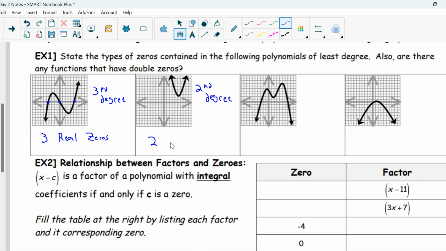So I have 2 imaginary zeros. All right. So we're going to save those last 2 for class. Try them on your own. Try to figure out what degree the polynomial is, and then try to talk about the zeros.